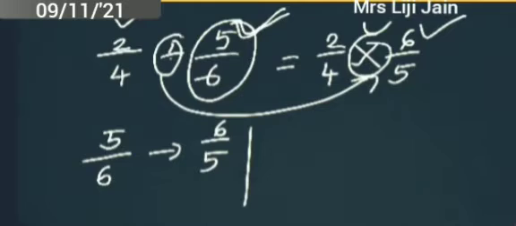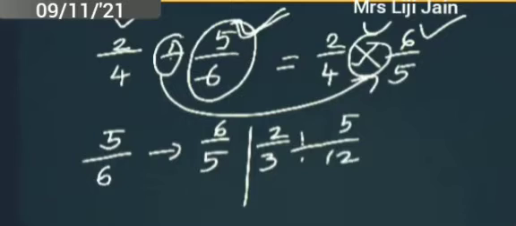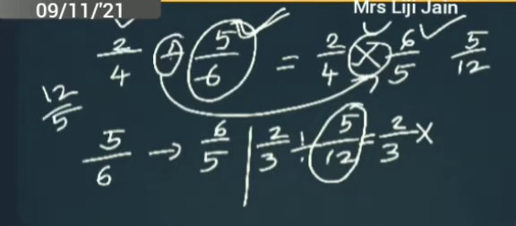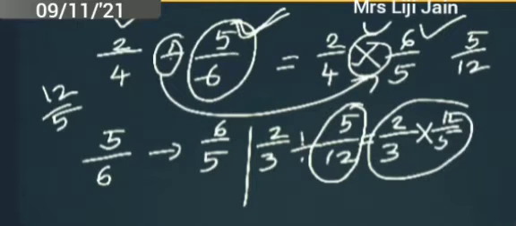Now can you say how to find 2 by 3 divided by 5 by 12? First step, division has to be converted to multiplication and find the reciprocal of the denominator fraction. What is the denominator fraction here? 5 by 12 is the denominator fraction. And what is the reciprocal of 5 by 12? Yes, 12 by 5. So we have to multiply it with 12 by 5. Now we can apply the rule for multiplying fractions.